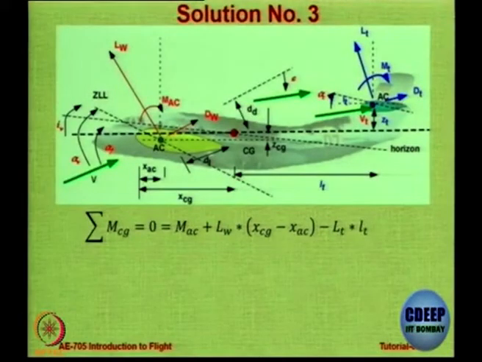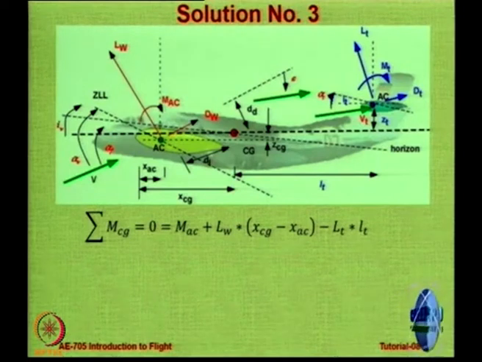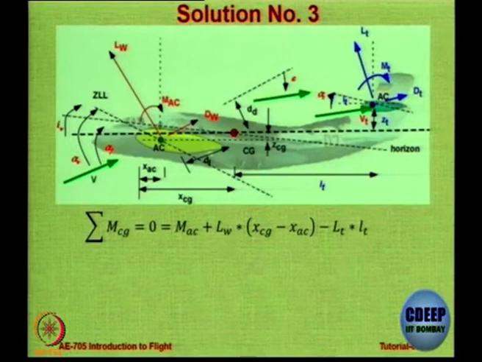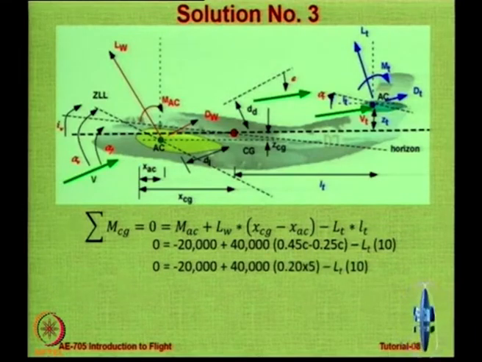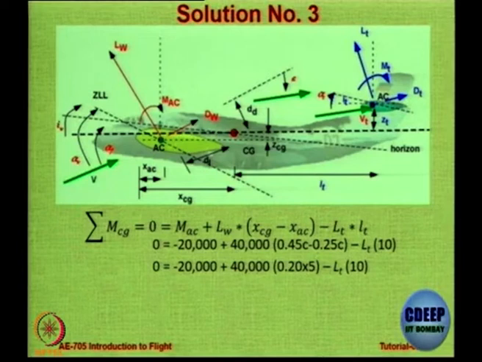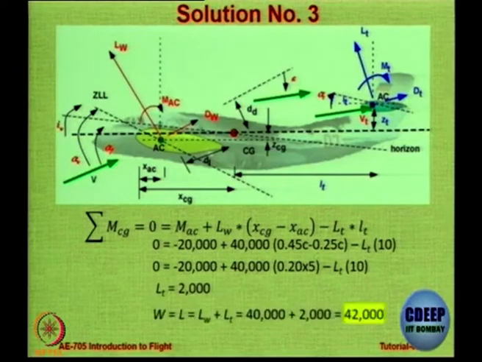Okay. So, some people have already solved it very nicely and very quickly. Take moments about CG. That will be equal to 0 because it is trimmed. So, that will be moment about AC plus lift into (XCG minus XAC) minus LT into the tail force, keeping in mind the directions. So, this is minus 20,000 plus 40,000 into (0.45c minus 0.25c) minus 10 into the tail force, and C is 5. So the tail load is 2000 and W is 42,000. Okay, so with this now we come to the end of the tutorial.